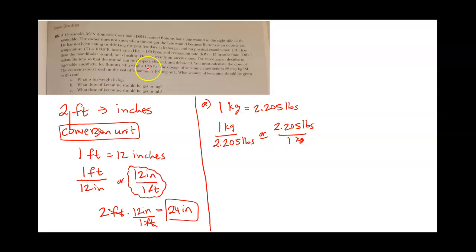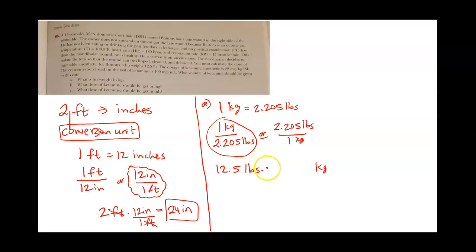Now, what do we have? We have 12 and a half pounds. So I'm going to put 12.5 on the top. Now, I want the pounds to cancel because I want my answer to be in kilograms. So let's write down what we want. We want our answer to be in kilograms. So we know that the numerator has to be kilograms, and since you want the pounds to cancel, the denominator has to be pounds. So the conversion unit we're going to use is this one.